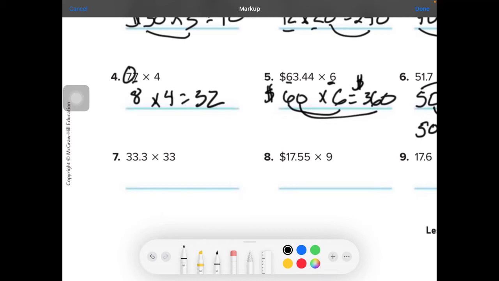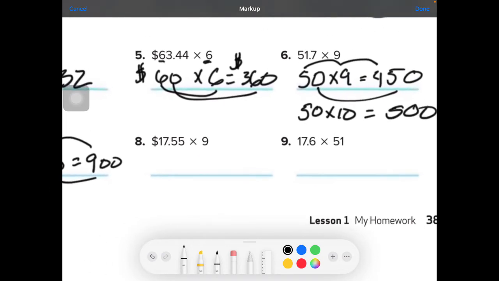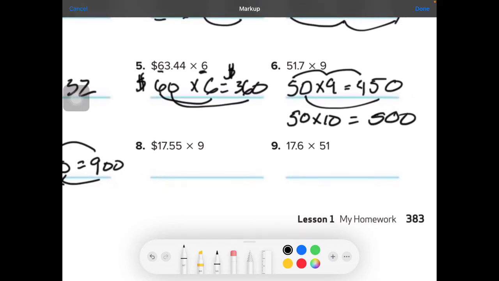Number 7, 33.3 times 33. Curious. I think I'm going to go 30 times 30, because I know 3 times 3, I'll give you the answer, is 9. Then I'm going to have 2 zeros to come over. So that's going to be 900.